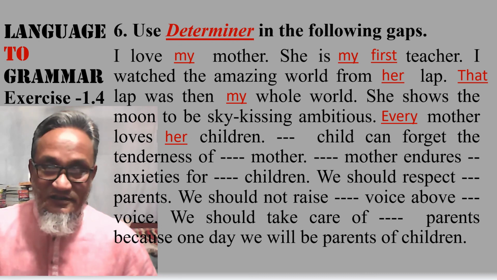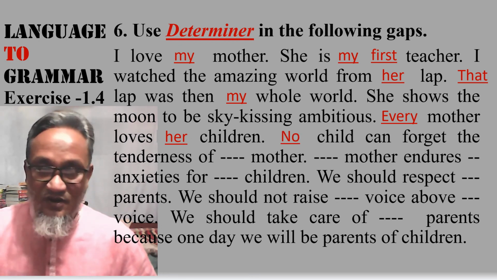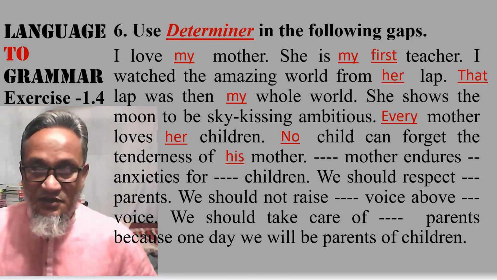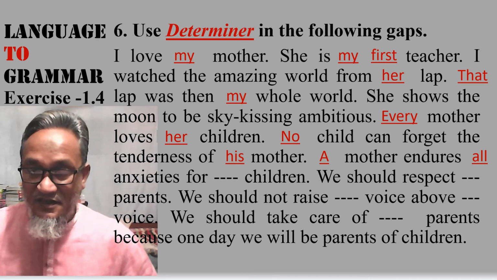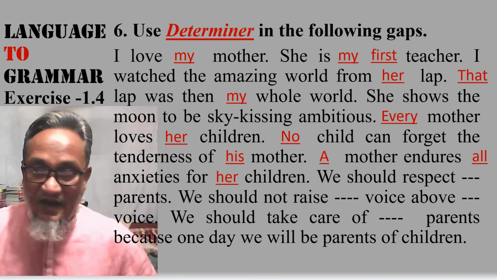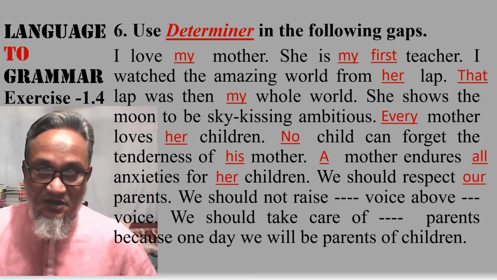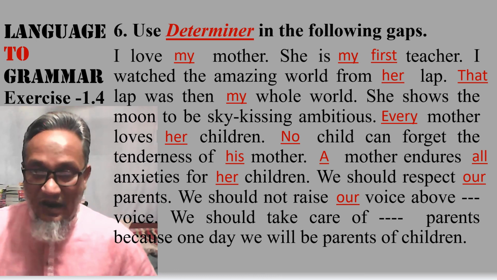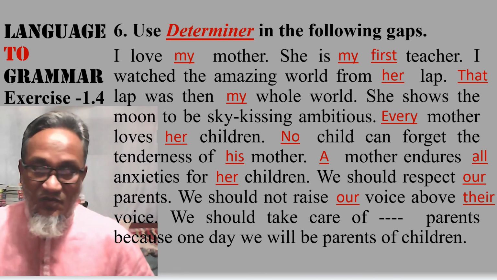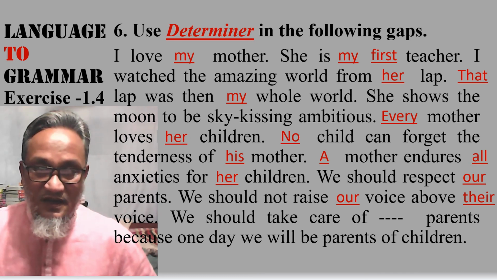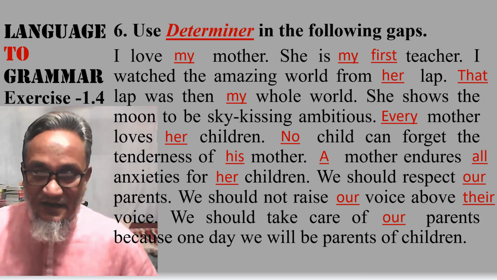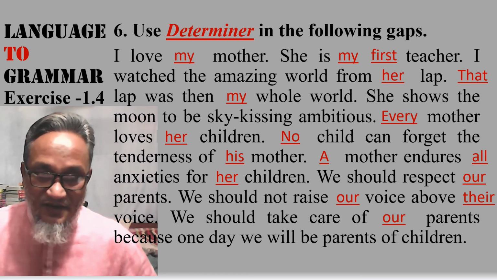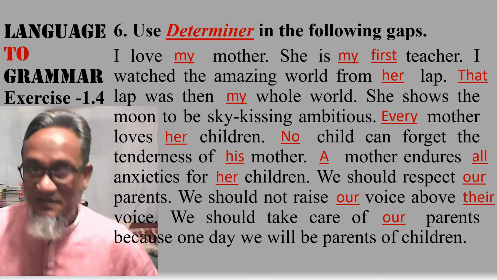Loves dash her children. Dash no children can forget the tenderness of his mother. Possessive determiner. Then, a mother endures all anxieties for her children. Determiner. We should respect our parents. Determiner. We should not raise our voice above their voice. Determiner. Possessive determiner. 5 kinds of words are used as determiner. Follow my book and get a clear idea. We should take care of dash our parents because one day you will be parents too. Determiner.